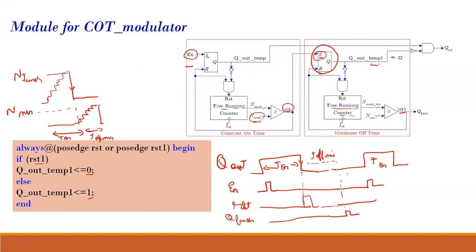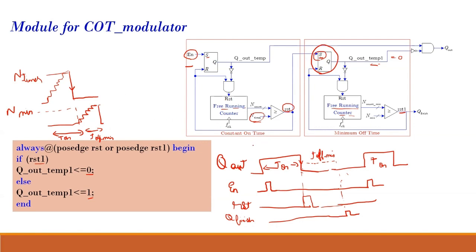Sir, can we discuss this Q out temp, Q out temp 1 and this Q out alone, sir? Okay, you want Q out as a total of both the circuits, constant on time and minimum off time.